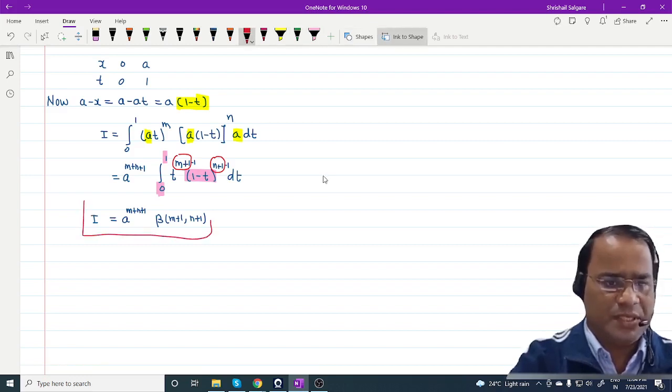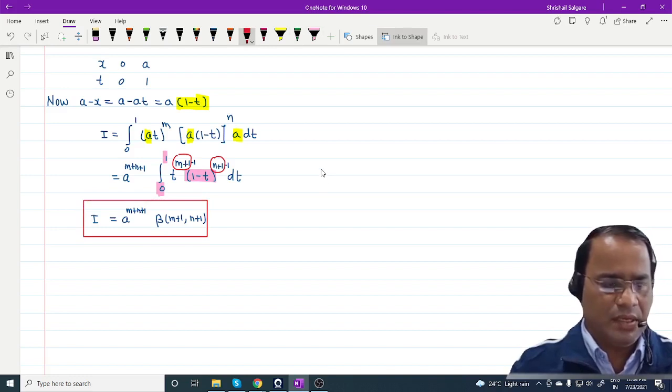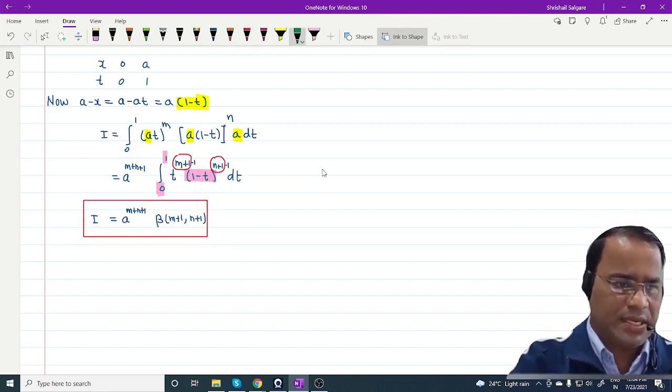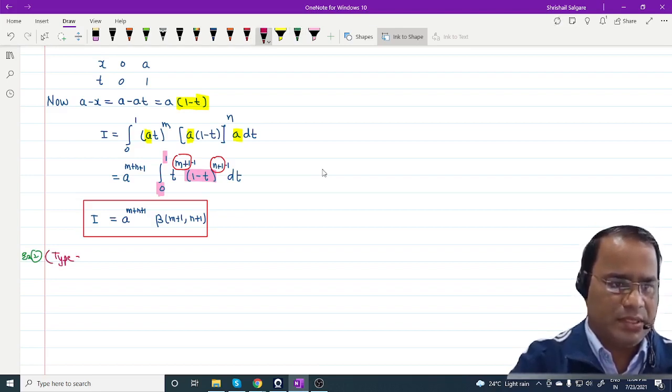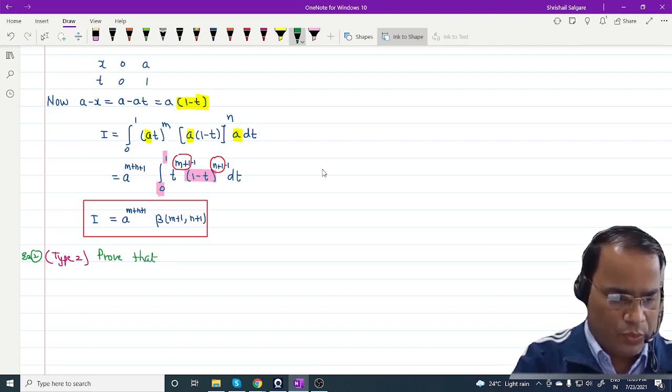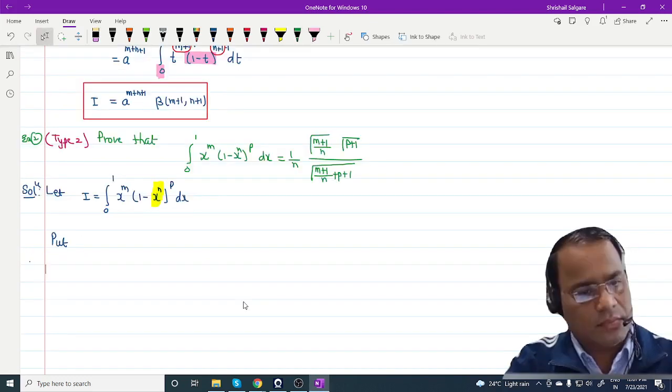That is the first example, or first type. Second type, 3 types I will cover. Second example, and that we can consider as second type. Example 2, that is nothing but type 2. To prove that the integral from 0 to 1 of x raised to m into, I highlighted that term, 1 minus t I required. So what do you have to substitute?